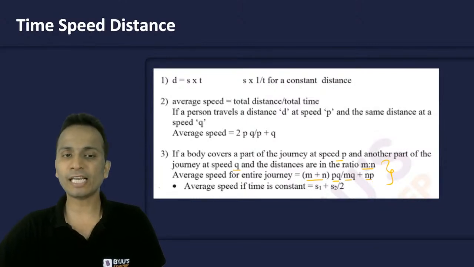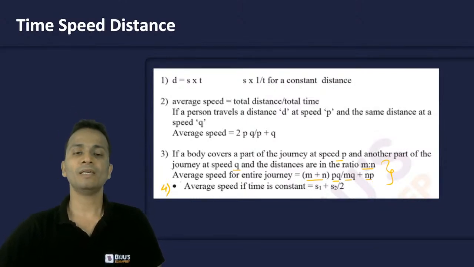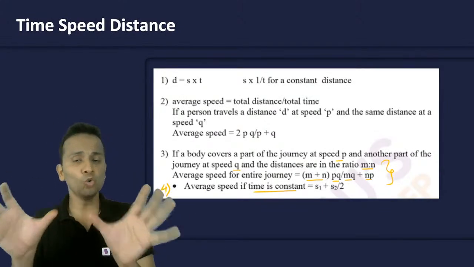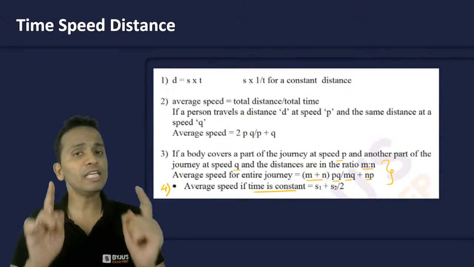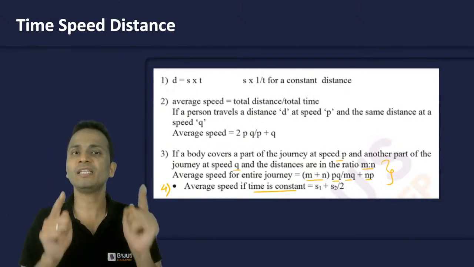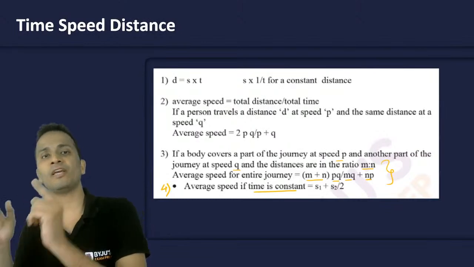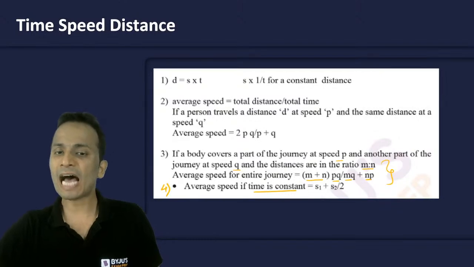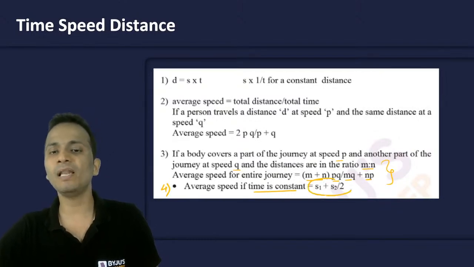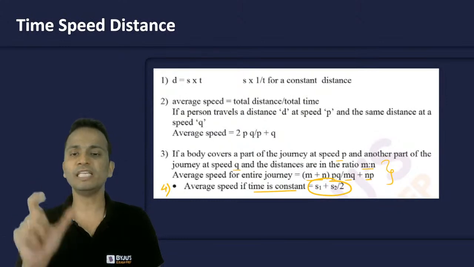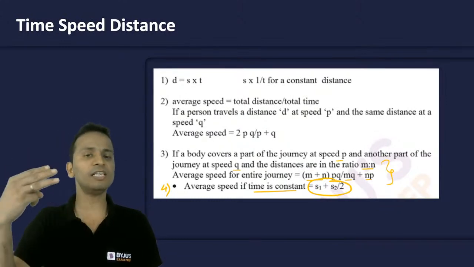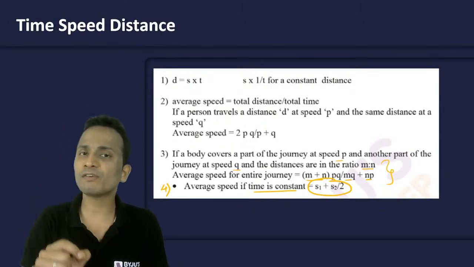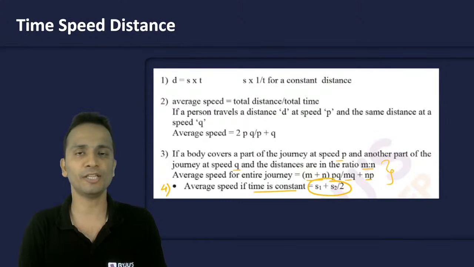Now the next point, I call it the fourth: the average speed if the time is constant. That means a body is traveling for two different journeys, but it has traveled for equal amount of time. In journey 1, the time taken is equal to the time taken for journey 2. So in that case, the average speed will be the simple average of the speeds of these two journeys. So these are three ways in which you can find out average speeds if some specific relation is given to you in the question.